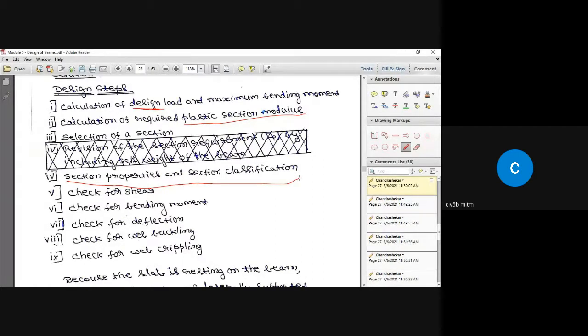Okay. Next, check for deflection, check for web buckling, and check for web crippling. These are the steps we are going to go through. All these steps are the same. Only this part we are doing additional.